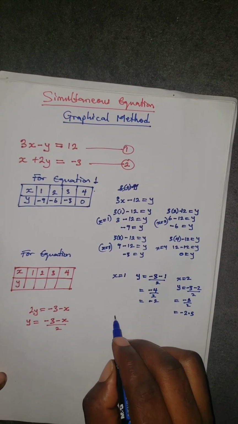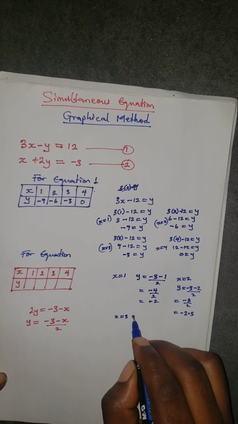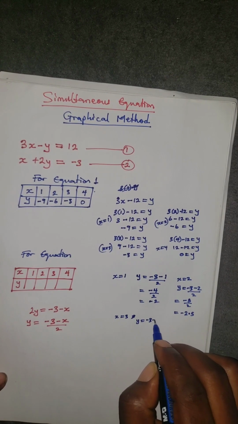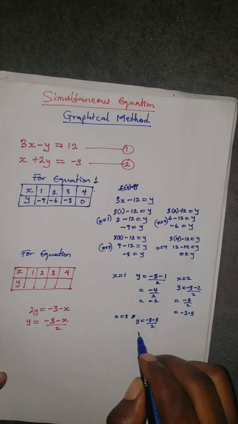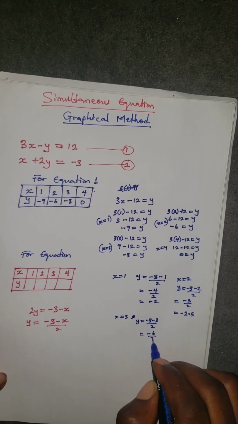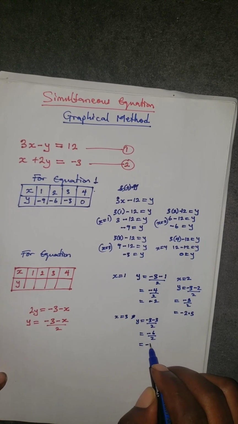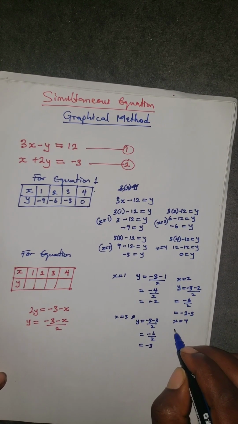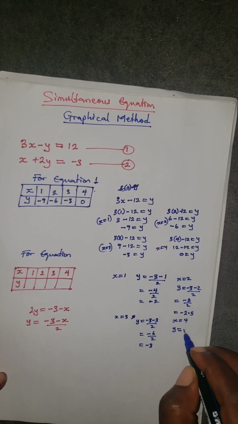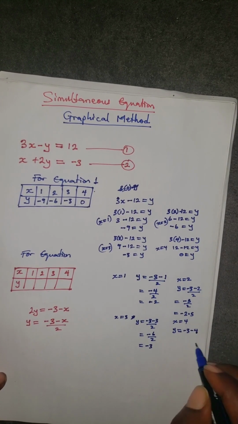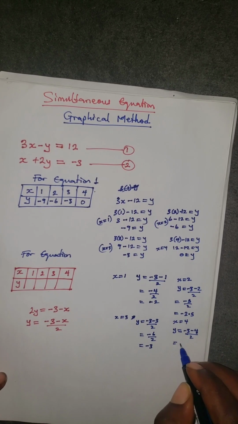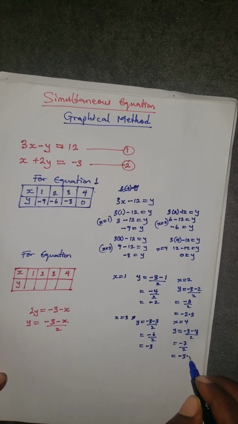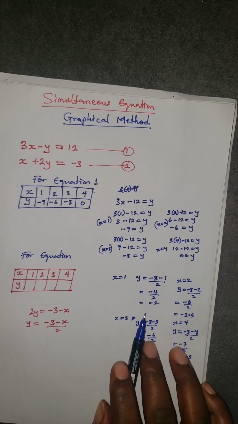And when x equals 3, that will give us that y equals minus 3 minus 3 over 2. So that will give us minus 6 over 2, and that will give us minus 3. And when x equals 4, our y is going to give us minus 3 minus 4 over 2. That will give us minus 7 over 2, that will give us minus 3.5. So we have gotten all our values for y.